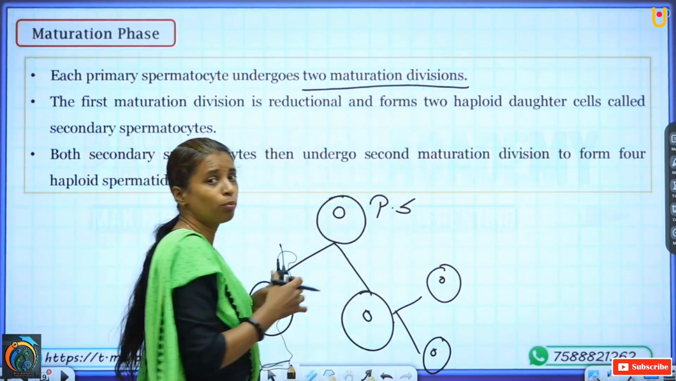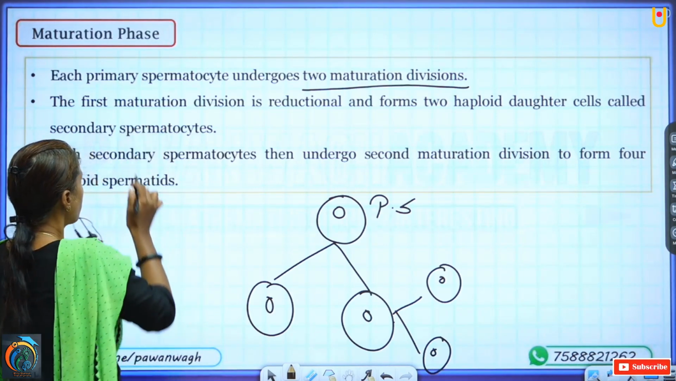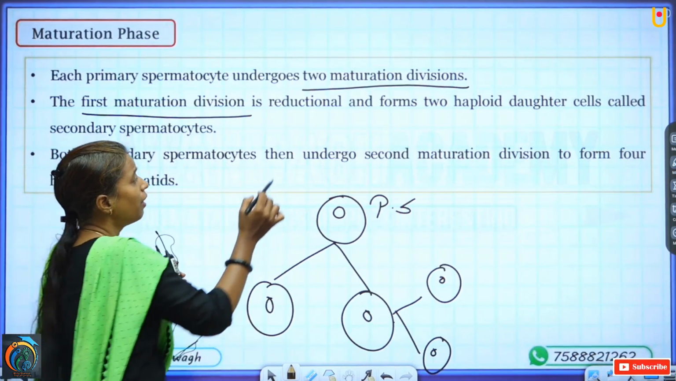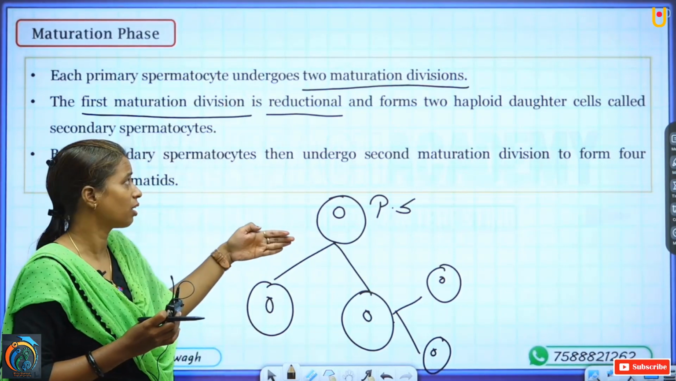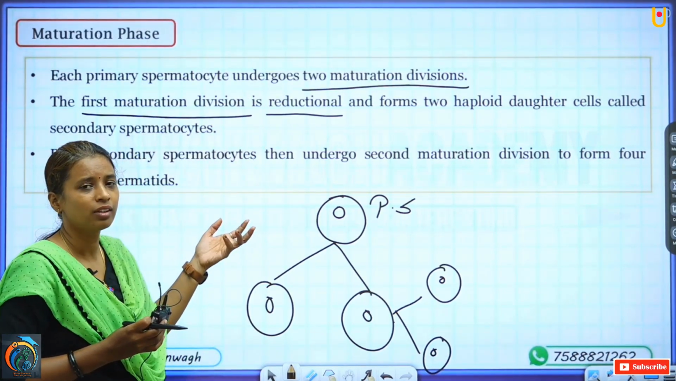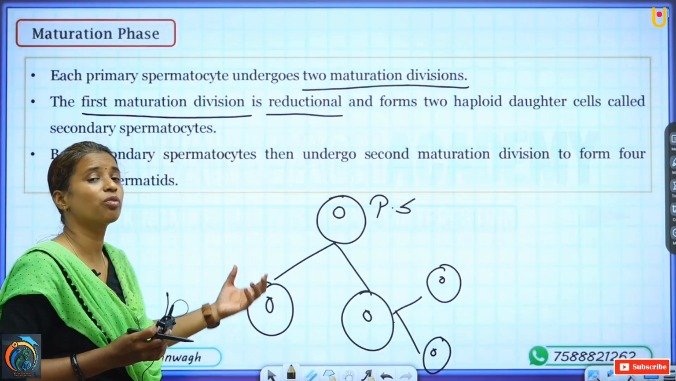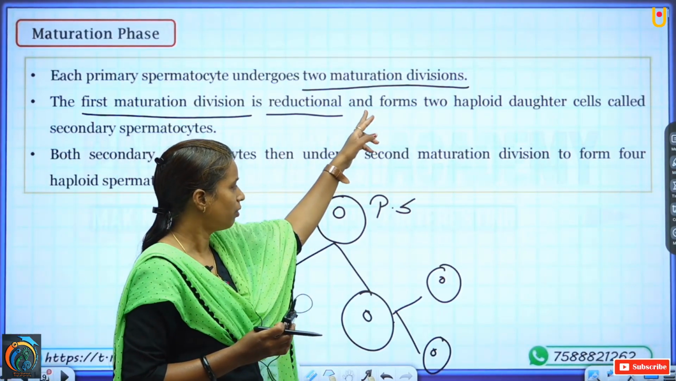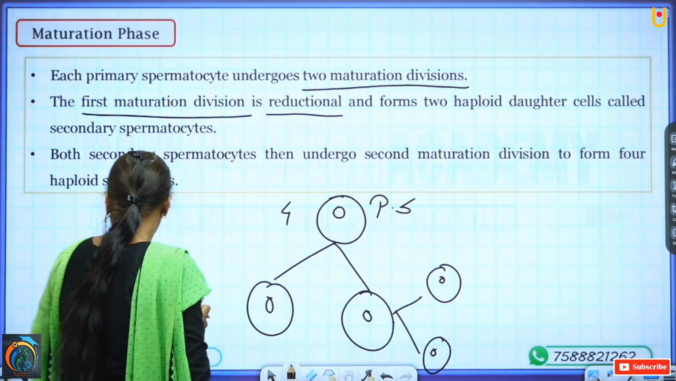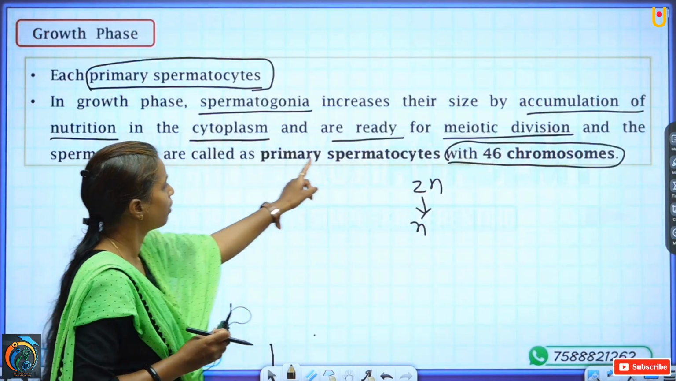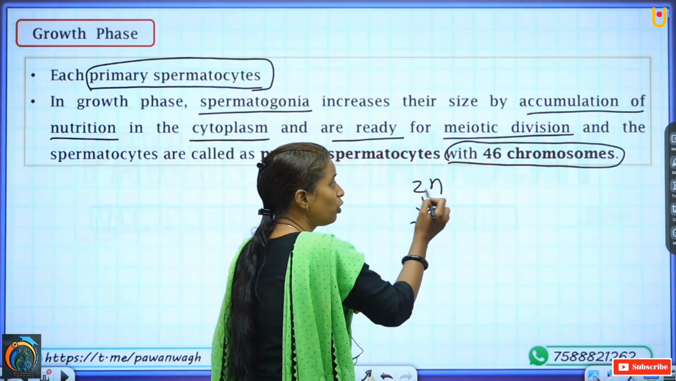Now what is happening in the first maturation division? We are calling this first maturation division a reduction division. Reduction means reducing. Now in what thing are they reducing? They are reducing copies of chromosomes or sets of chromosomes. See here, up to the primary spermatocytes, what are they having? They are having 46 chromosomes. That means they have 2n condition.